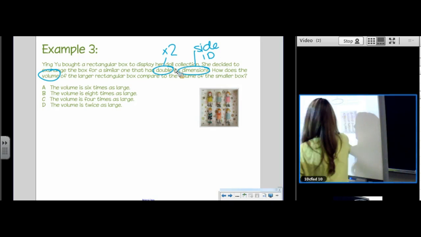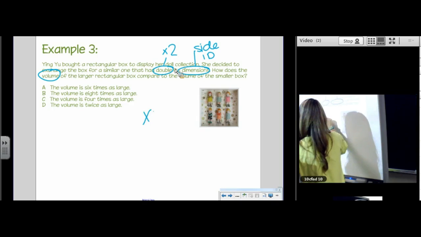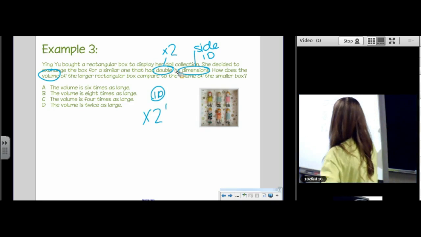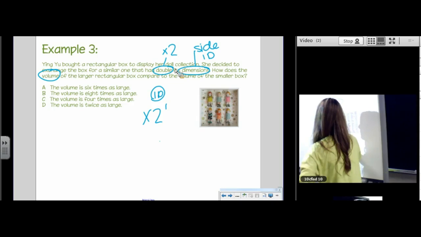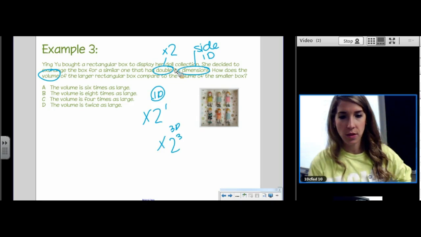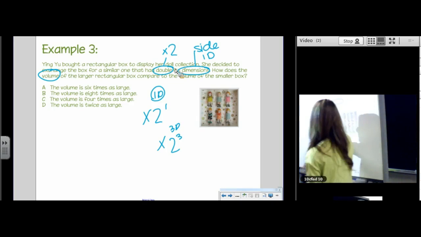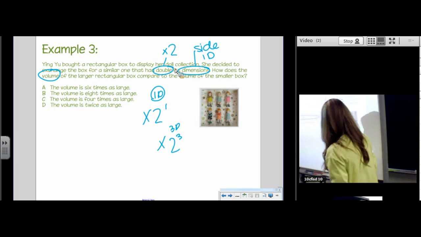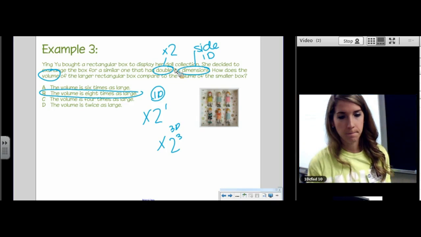So we know that we doubled our sides. That's our 1D. But we want to go 3D on it, so we need to change the exponent to a 3 instead. So how much more is the volume? It is 8 times as large. 2 to the third is 8.